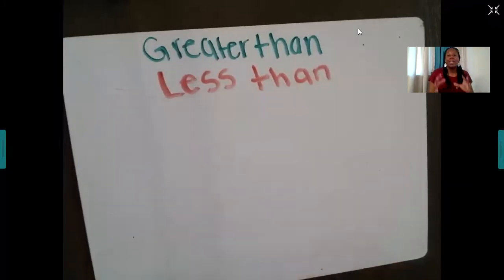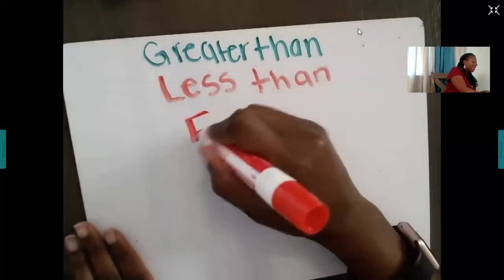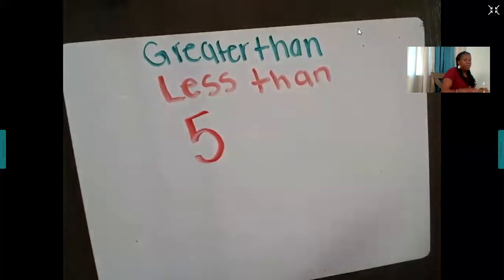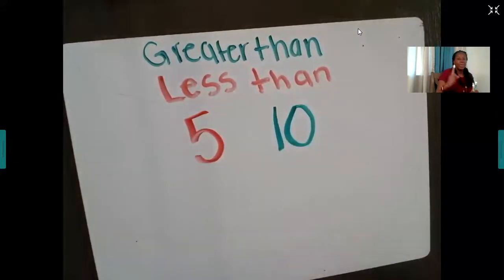All right, so I can determine if my number is greater than or less than, which is smaller. Okay, greater meaning big, less meaning small. All right, so I'm gonna go ahead and use just my whiteboard pen. And let's just look at some numbers. Is 5 greater than or less than 10? Which number is greater than? That's what we're gonna look for first. Is 5 greater or is 10 greater?